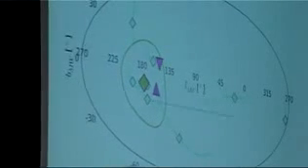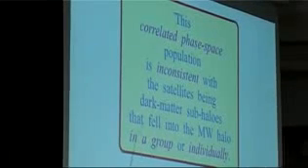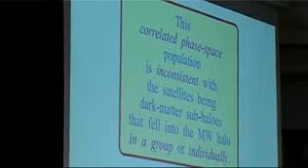The fact that these are so close together shows that there's a correlated phase space population which is inconsistent with the satellites being dark matter subhalos that fell into the Milky Way halo in a group or individually. You can't get that sort of structure if you assume that they fall in individually. So the dark matter halos, I think, are ruled out.